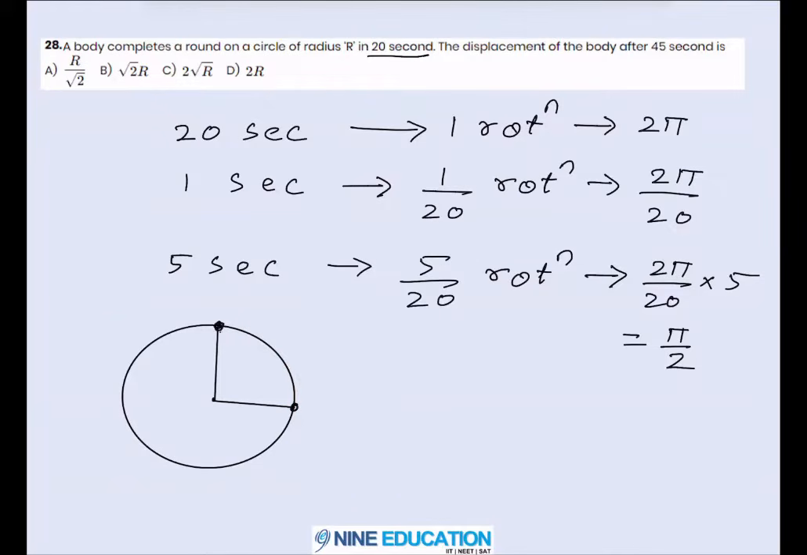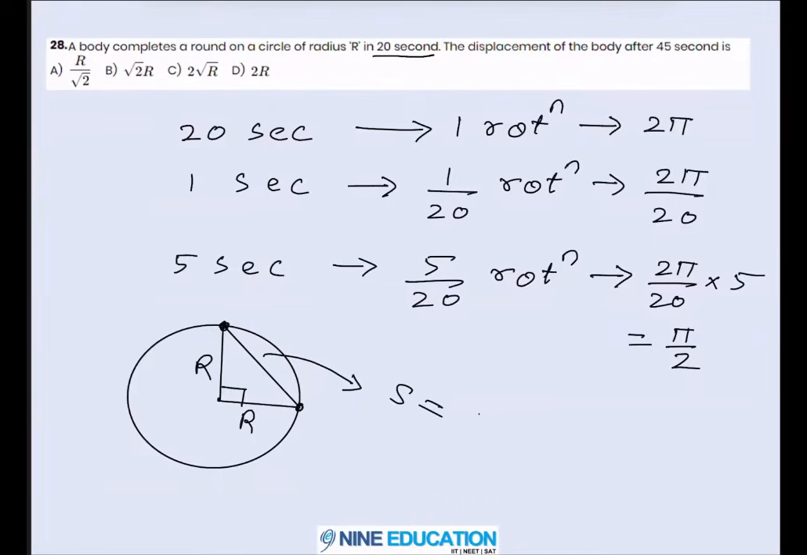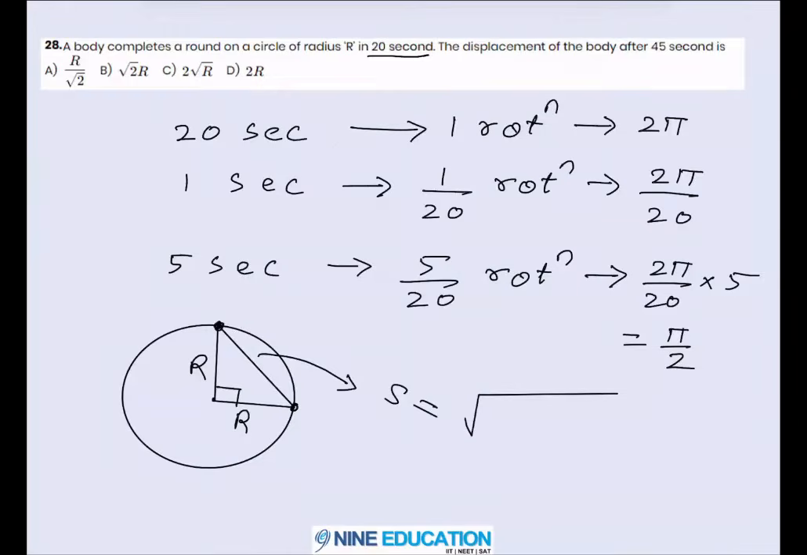And now we have to calculate the displacement, which is this one, S. Let's see how I can calculate this. I already know that the angle covered by the body within that 5 seconds is 90 degrees. So if this is R and this is also R, with the help of Pythagoras theorem I can straightforwardly write down that S will be equal to root over R square plus R square, that will be R root 2. So our answer is root 2 R, or option B.